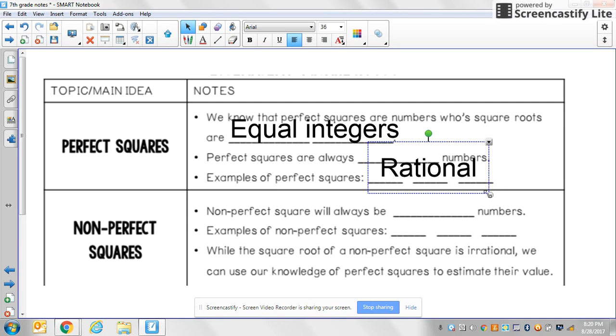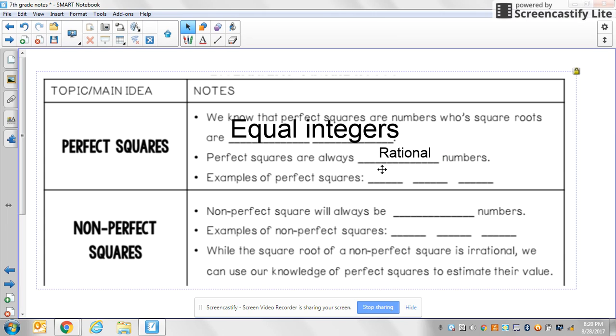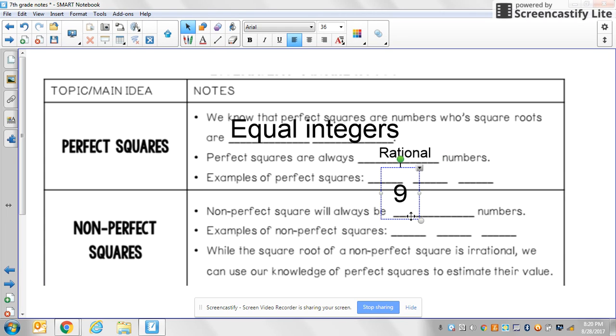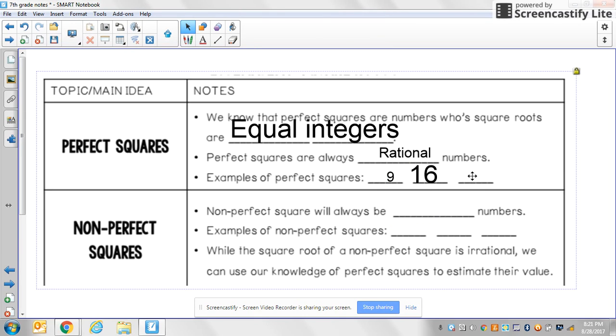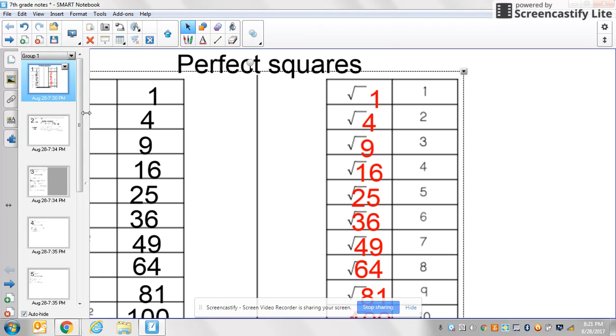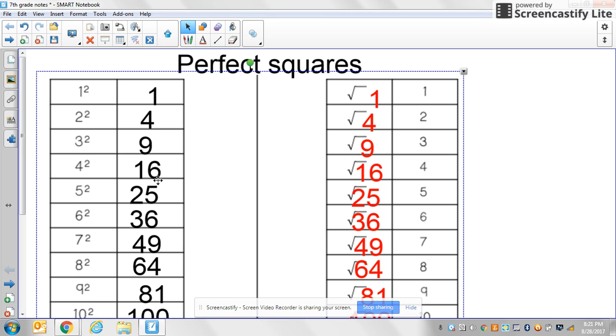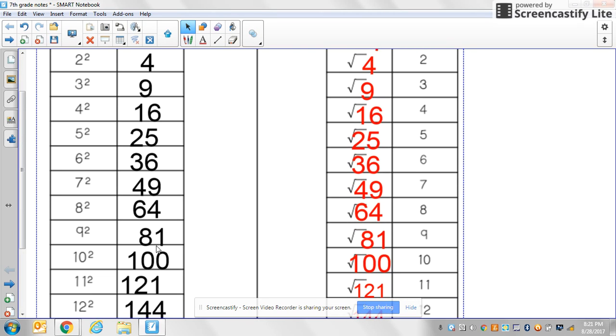A perfect square example, like I said before, 9 is a great example of a perfect square, along with 16 is a perfect square, 25 is a perfect square. Basically, if we go back to this list, anything right here in black is considered a perfect square. A number times itself to get that perfect square.